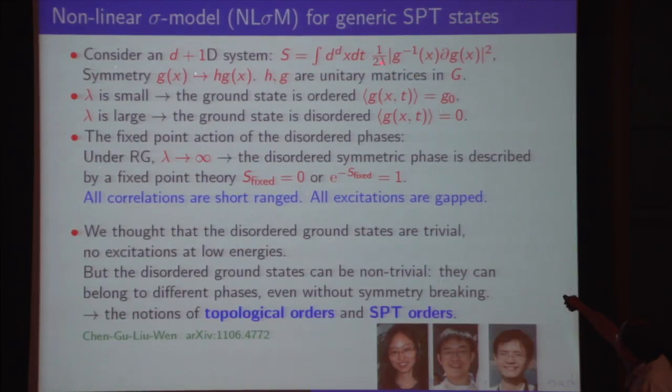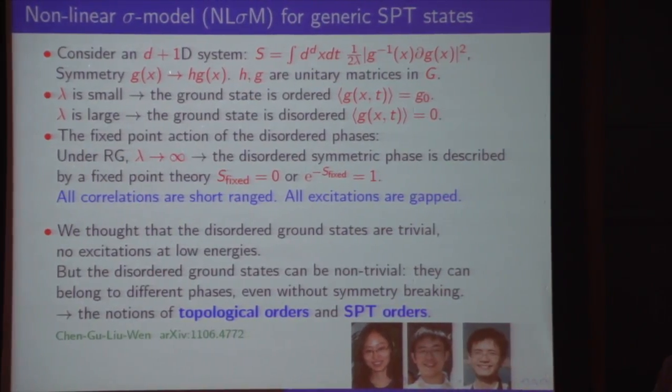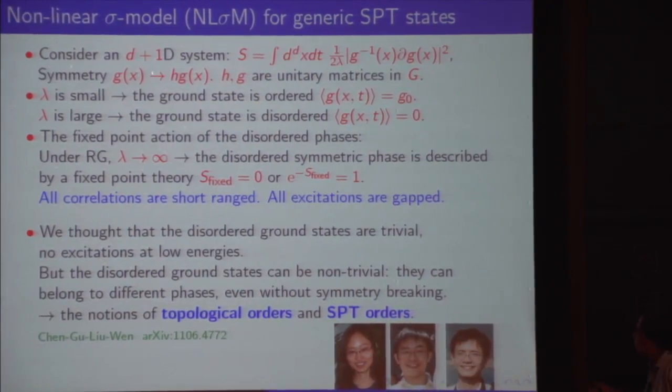Then clearly, if lambda is very small, then the gradient term would cause big energy or big action. The g wants to be constant. So the ground state would break the symmetry, and the average of g is some constant. If lambda is very, very large, then the cost for the gradient of g is very small. So g has very strong fluctuation in spacetime. Then you may go into a disordered state. So there's a phase transition from small lambda to large lambda. For large lambda, the ground state is disordered, and the average of g equals 0. So that is the picture.